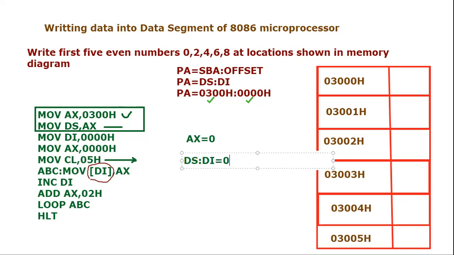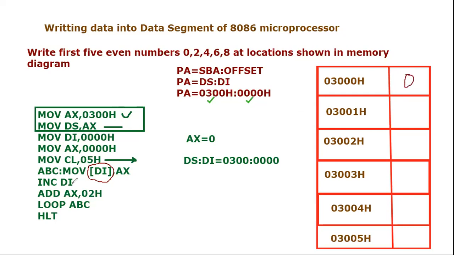So 0300 will be taken from the data segment register, and the DI value, which is 0000, will be used. It will eventually lead to this address, 03000. So the value of AX, which is 0, will be moved inside this physical address. After the execution of this line, 0 will be stored here.